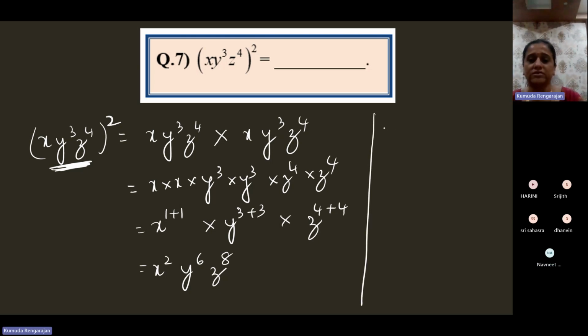We can also work it like this. (xy cubed z to the power 4) whole squared is equal to... the power is applied to everything inside the bracket. So x is raised to the power 2. y is already raised to the power 3, and this power 2 is also applicable, so multiply the powers, 3 into 2.